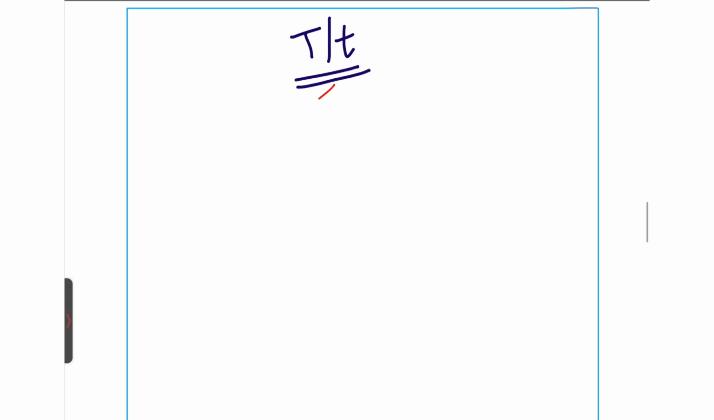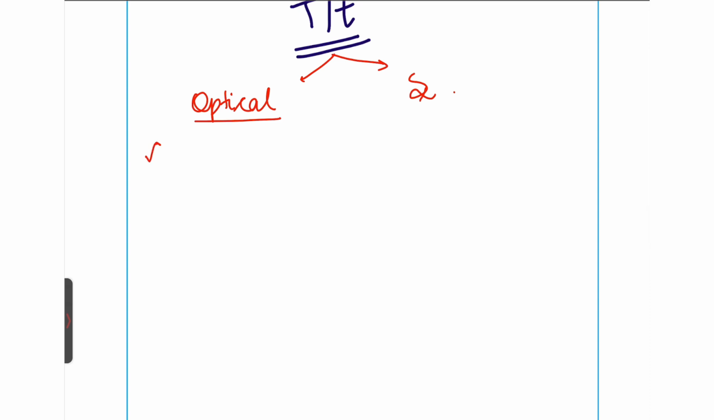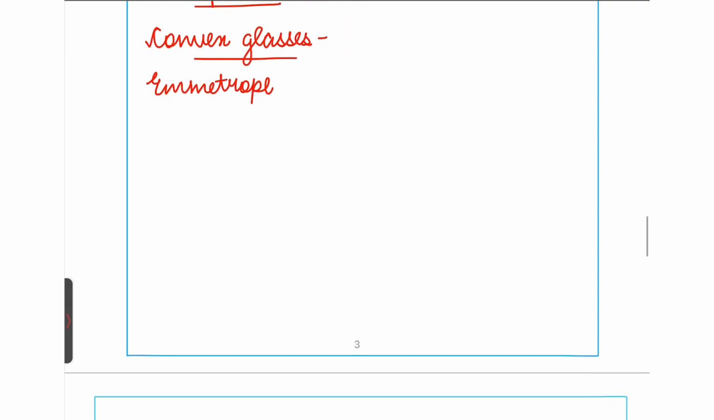The treatment can be optical or surgical. We'll first look at the optical treatment. We give convex glasses to these patients. Now, normally for an emmetropic eye, we have a rough guide. Let's look at that rough guide.